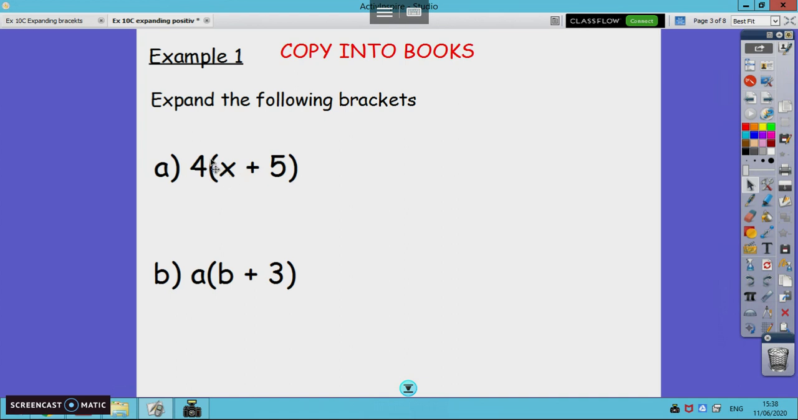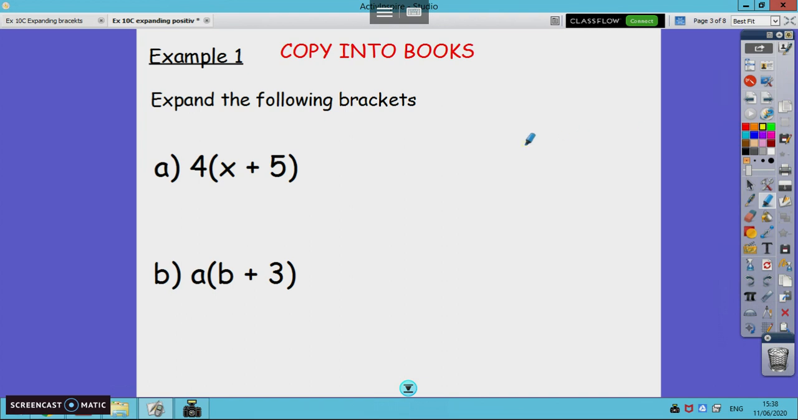So in the middle of the 4 and the brackets, there's an invisible multiply sign. This is an x here, not a times, okay? So just beware of that. But in between the 4 and the bracket, there's an invisible times sign, because remember, we don't like times signs in algebra. So what we have to do is we draw 2 lines on to show which things we're going to multiply together.